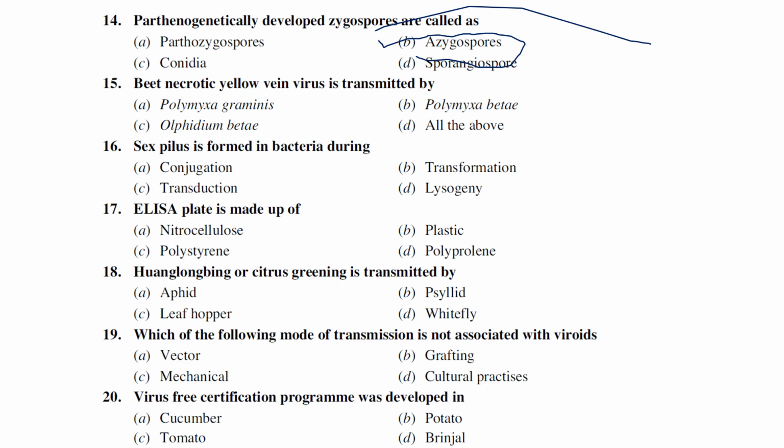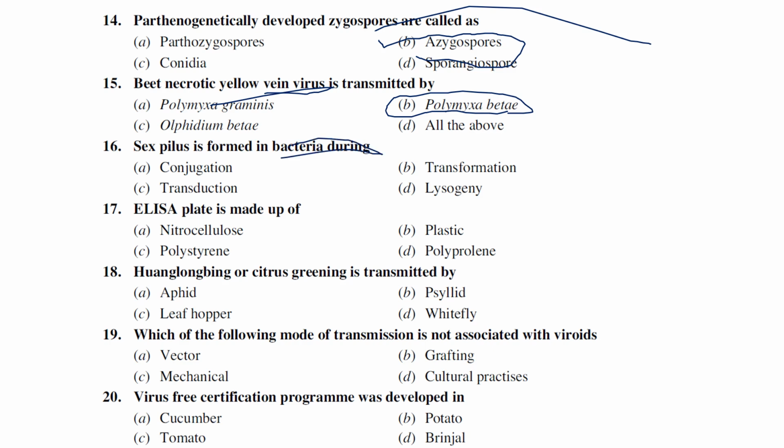Beet necrotic yellow vein virus is transmitted by Polymyxa graminis, Polymyxa betae, or Olpidium betae. So among the given options, Polymyxa betae is the most suitable answer for beet necrotic yellow vein virus.